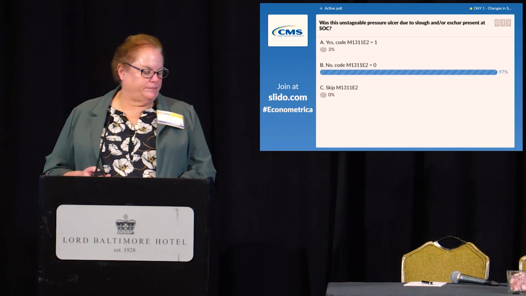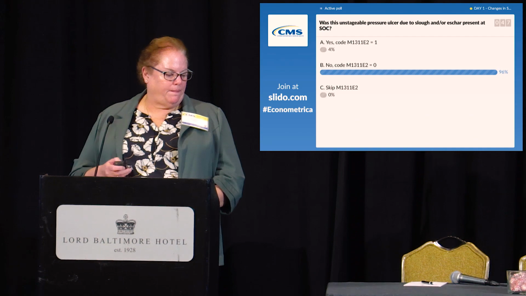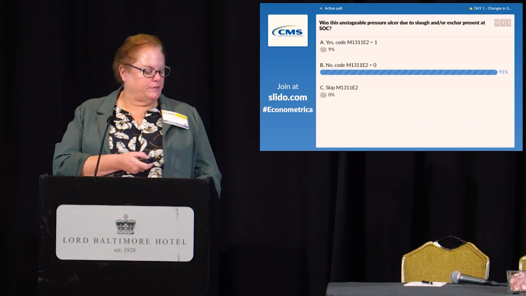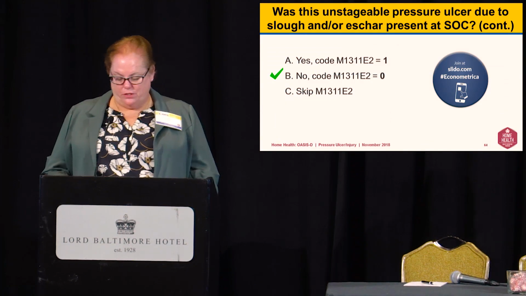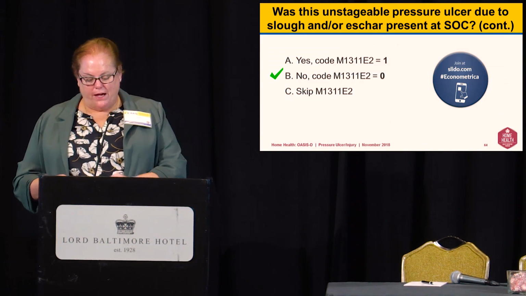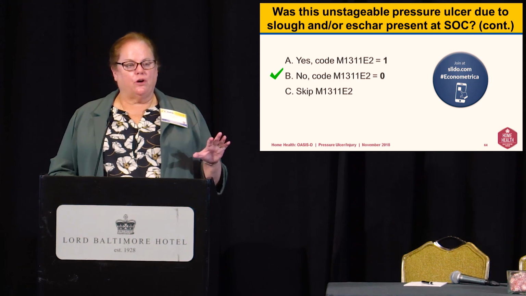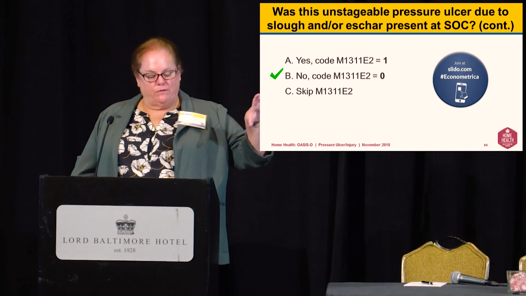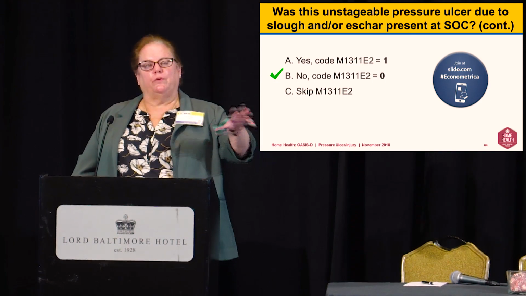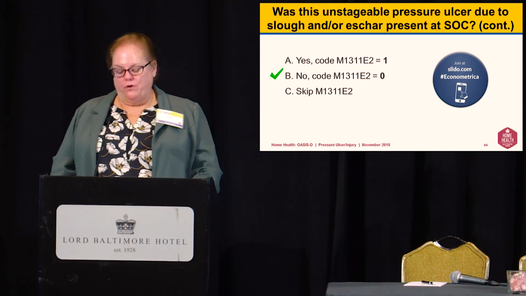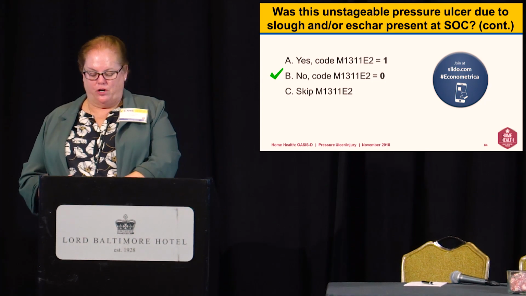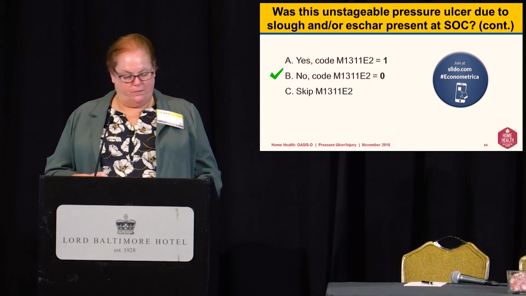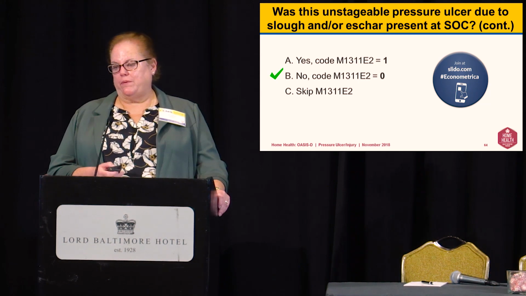I'll just give it a moment. Okay, and the majority say no. And let's see the answer. And the answer is no. And in fact, the eschar, we knew they had a stage 3, right? But from the previous setting, we had that non-removable dressing, then we remove it and it develops by the time of discharge, slough and eschar. So now it's coded as no, it was not present upon admission. Are there any questions on that one?